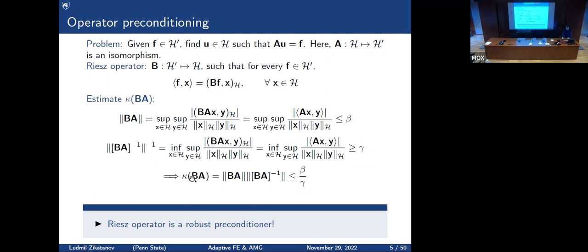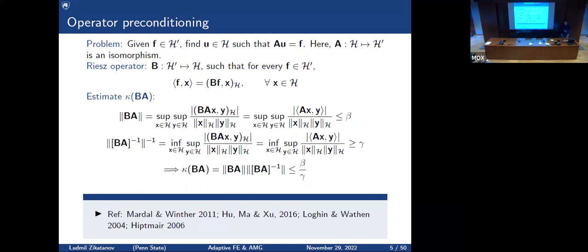Okay, so then the condition number, which was defined earlier, is always bounded by beta over gamma. So what I have just shown is that the Riesz operator is always a good preconditioner. But the Riesz operator corresponds to some symmetric and positive definite thing, right? So if you have the inf-sup condition and your operator is continuous in a certain Hilbert space norm, you can invert the norm and you have a good preconditioner. Well, what I mean by inverting the norm is you invert the corresponding Riesz operator. I hope this is clear.